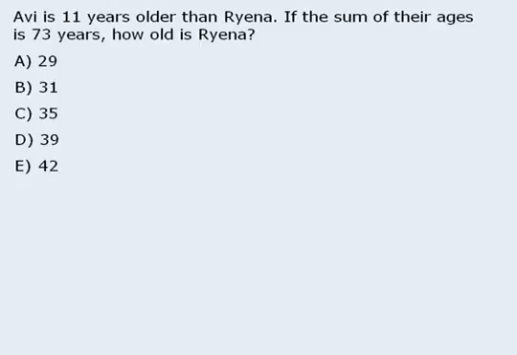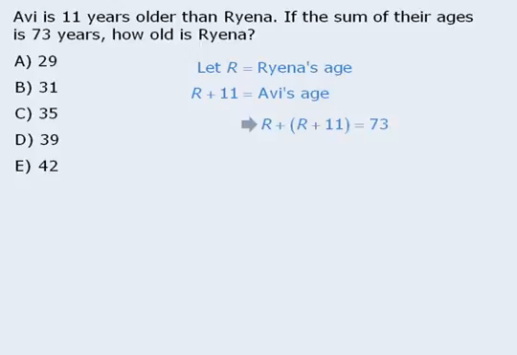For the question shown here, the approach we learned in school would have us assign a variable to one age, and then use this to assign an expression to the other age. From here we can write the following equation, which we can solve for r. This, of course, is a valid approach. However, there will be times when the traditional approach is the slower approach.